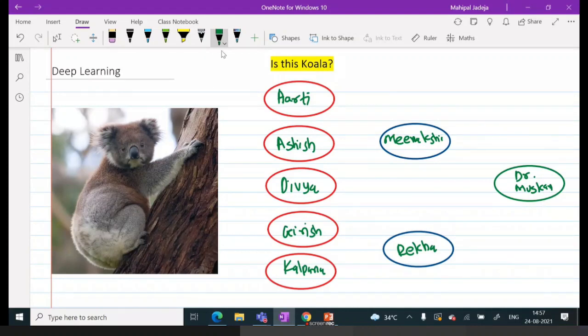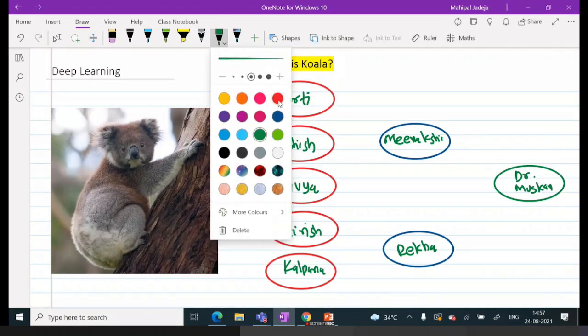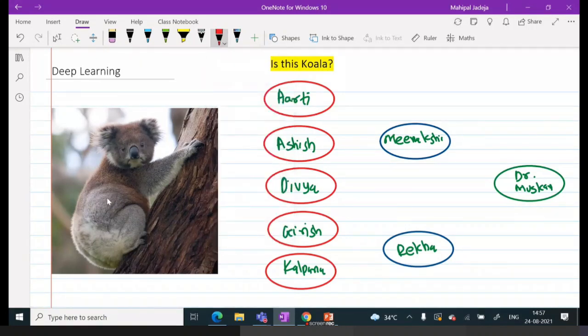Now we'll do one simple exercise. So what is the question here? The question is, one image is given to you, and let's assume we haven't seen this particular animal in our life. We are seeing this particular animal for the very first time, and the question is, is this particular animal a koala? That is the question. Okay. And in order to answer this particular question, you have made this team. So what is the idea of this team? They are going to do teamwork in order to answer this particular question.